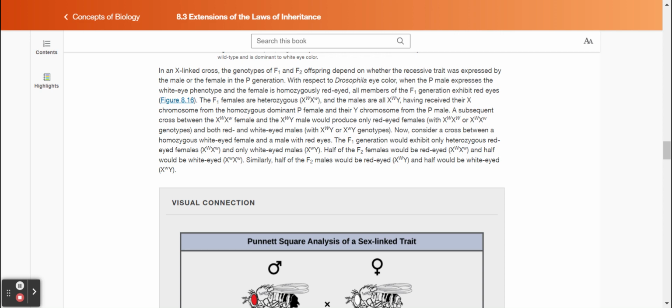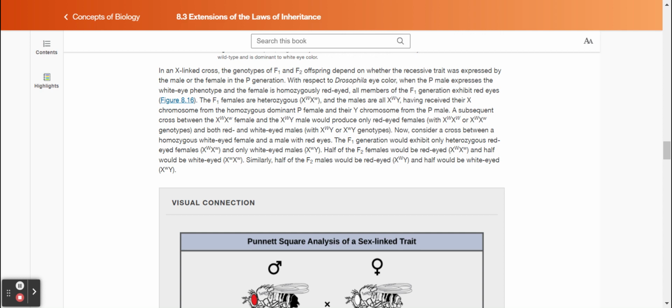The F1 females are heterozygous, and the males are all hemizygous dominant, having received their X chromosome from the homozygous dominant P female and the Y chromosome from the P male. A subsequent cross between the heterozygous female and the hemizygous dominant male would produce only red-eyed females with homozygous dominant or heterozygous genotypes, and both red and white-eyed males with hemizygous dominant or hemizygous recessive genotypes.